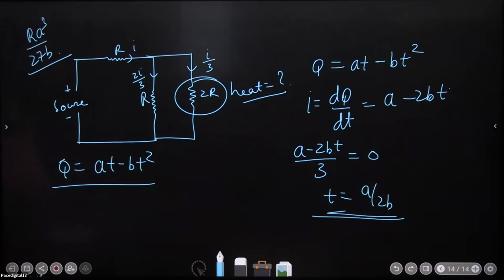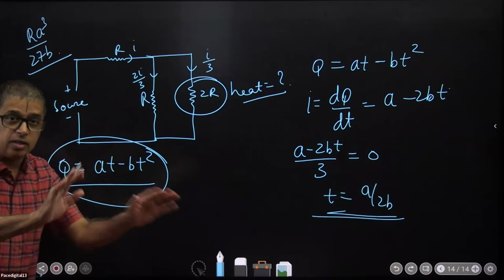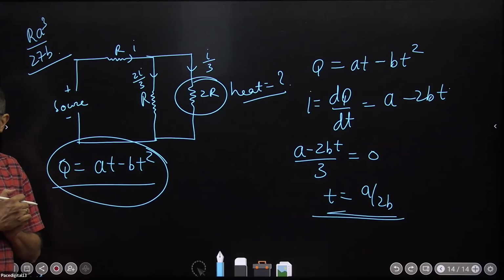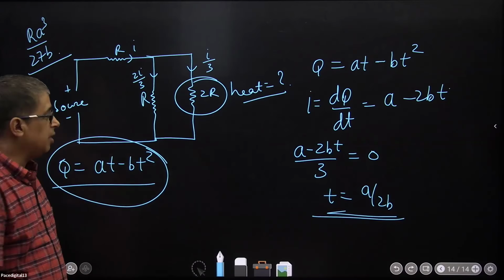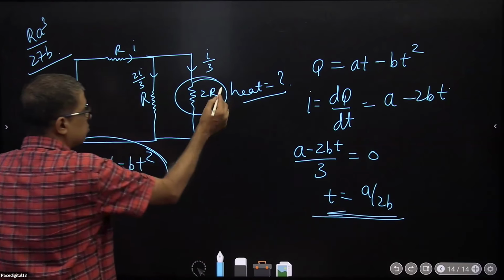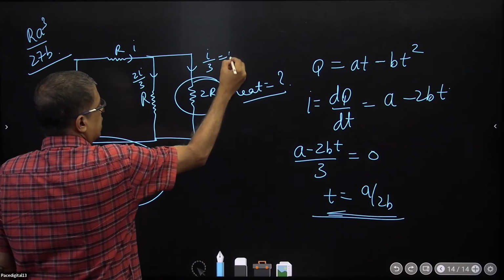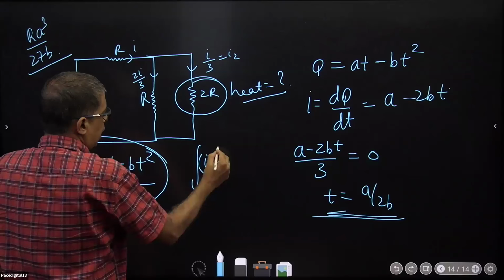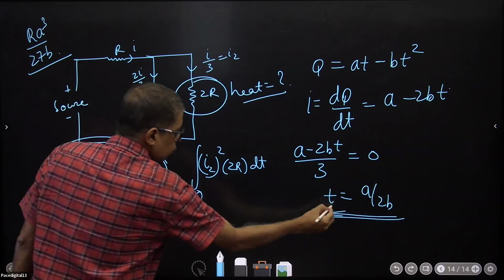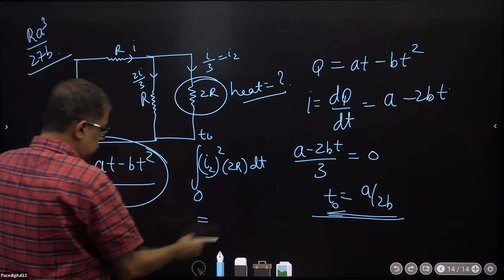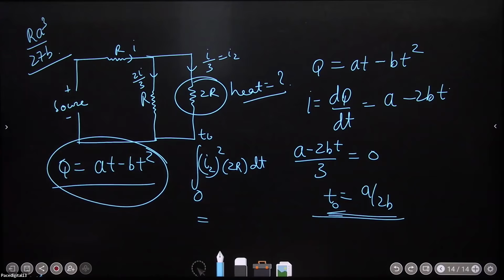Because what he is telling you is that the source is sending this amount of charge. It is not a constant current source. It is not a constant voltage source. So till when will it be existing? Now if I call this current I2 just for my convenience, the integral of I2 square 2R dt from 0 to T naught, should be my answer. Thereafter it will not be a trouble for you people.